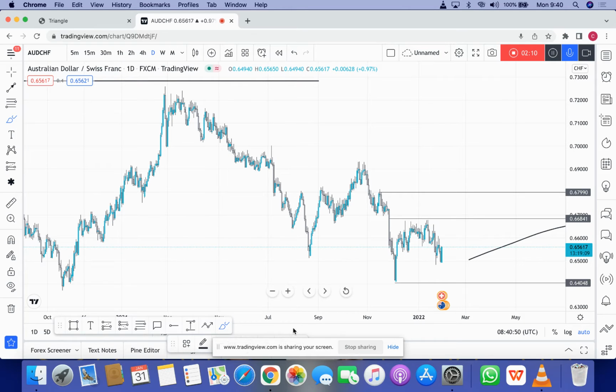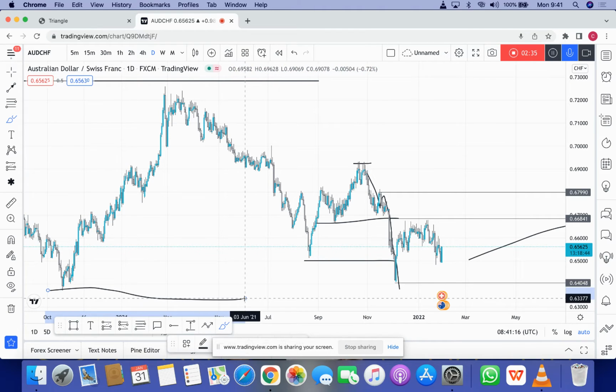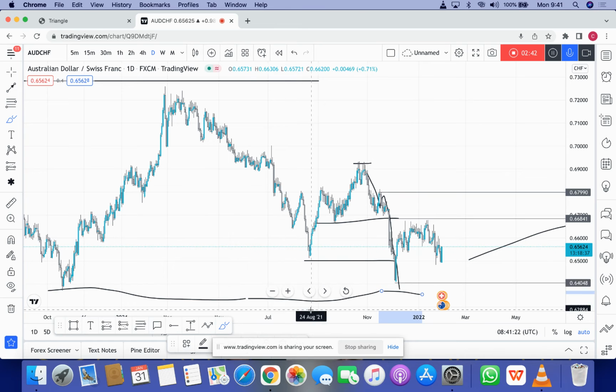So you could see that the history of price was from this region here, which created this move downwards that broke structure. When it broke structure, price reacted to these previous lows. Price reacted to this previous low. Sorry for the drawing.